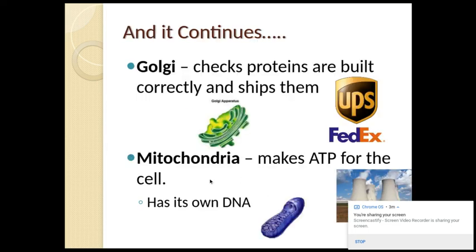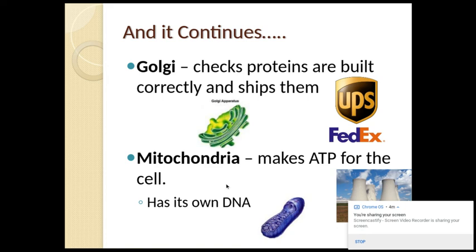The next two things are very important for our cells. The first one is called the Golgi. The full name is the Golgi apparatus, but we just call it the Golgi. And this is what checks proteins to make sure that they are made correctly and also ships them to the right place of the cell. Okay? So the Golgi checks to make sure proteins are made right and then ships them out.